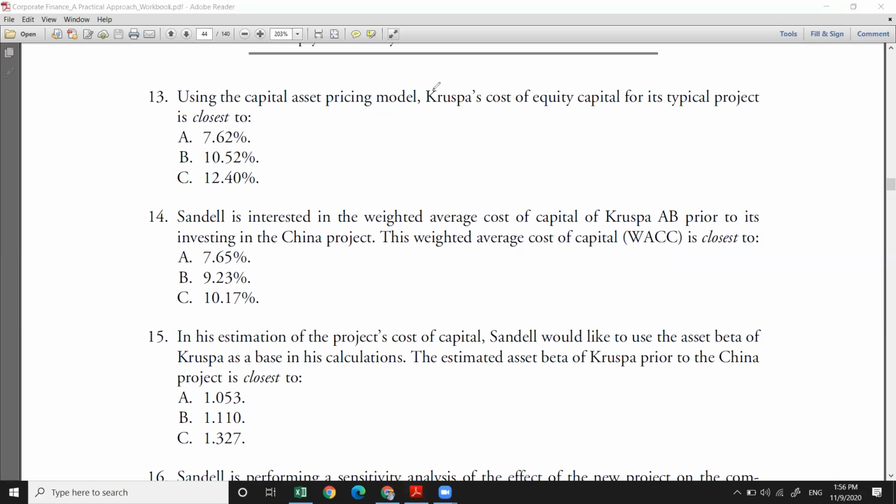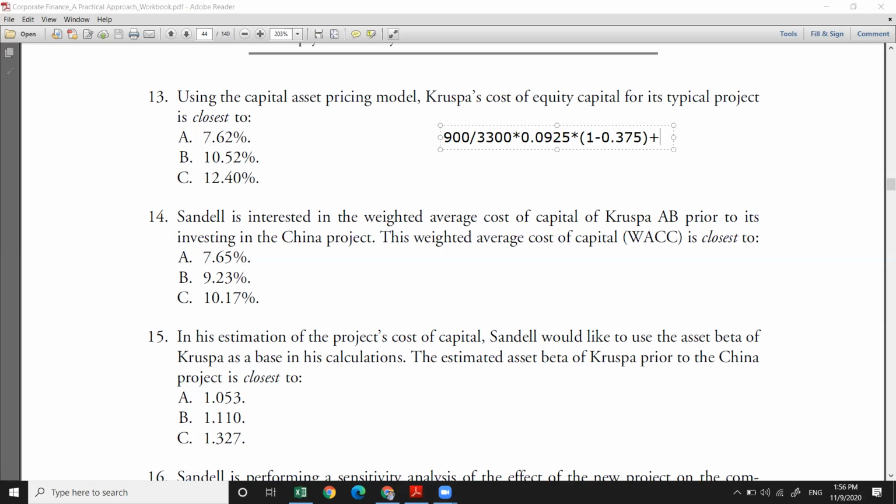Let me do it this way, more quickly. So 900 divided by 3,300, which is the proportion of debt, times the cost of debt, which is 9.25%, and you adjust for the tax: 1 minus the tax rate, which in this case is 37.5%.